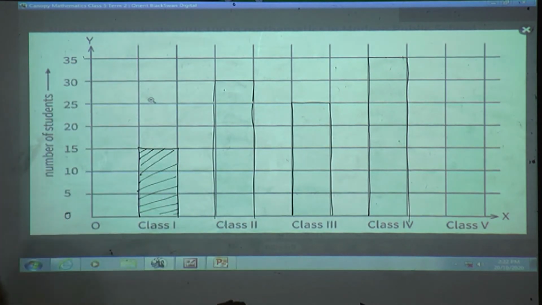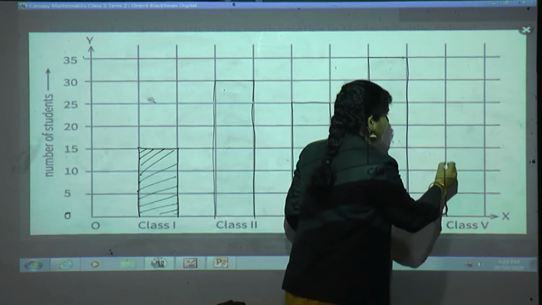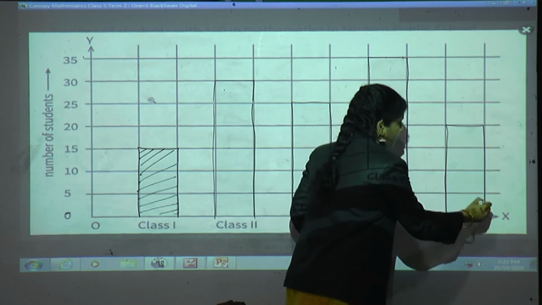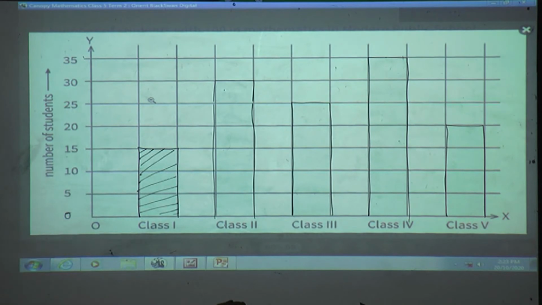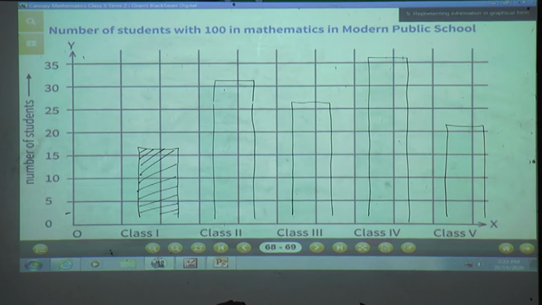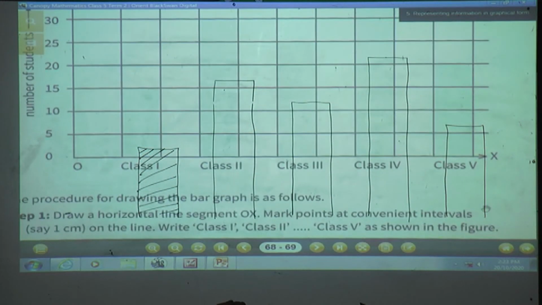And in class 5, how many students got 100 marks? Yes, 20. So see 20 here and here is class 5. Okay, so all of you understood the bar graph? See, here they have given us the information of a bar graph clearly.